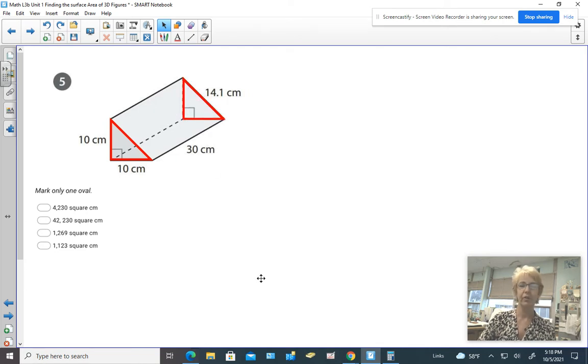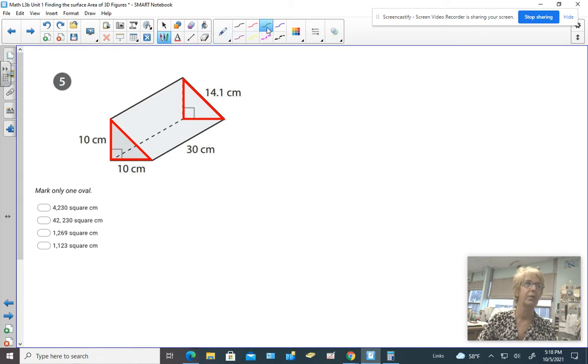So to find the surface area of this, we do need to find the area of the triangles, and we need to recognize that we have 2 of them. And then we also need to recognize that because this is not an equilateral triangle, the 3 rectangles that we would call the lateral sides would not be congruent. So let's press on with finding the area of one of the triangles.